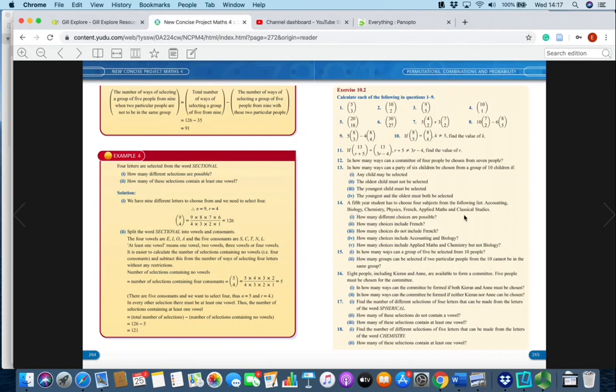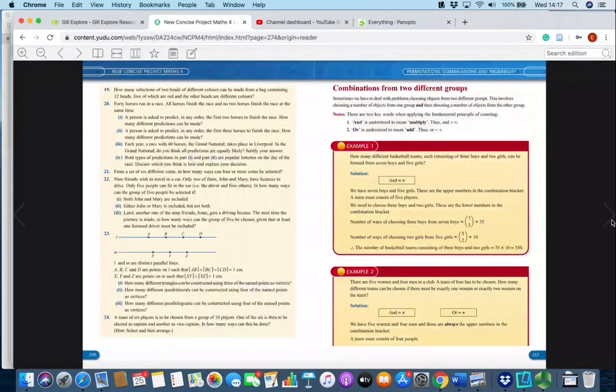Question 14 looks okay. Let's try that. And let's try question 17. And again, page 265, post me those answers in WhatsApp.